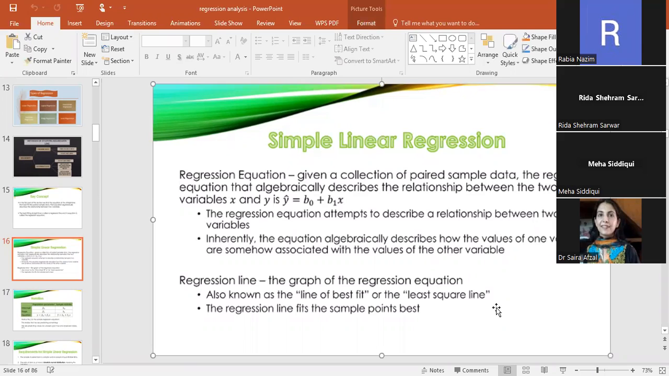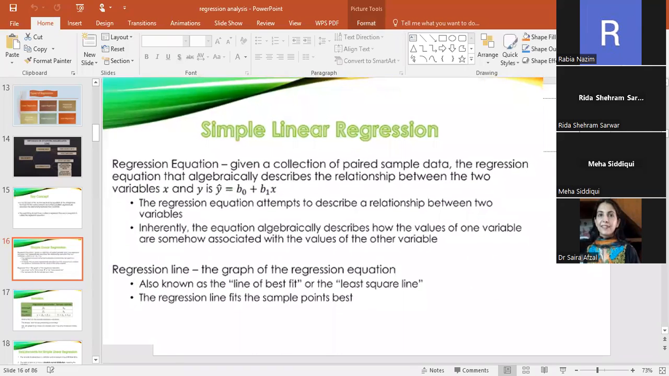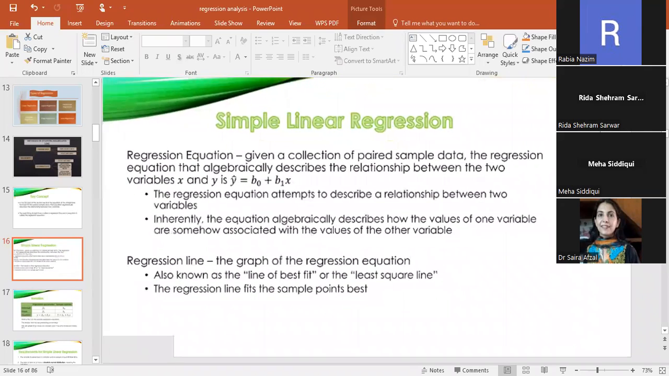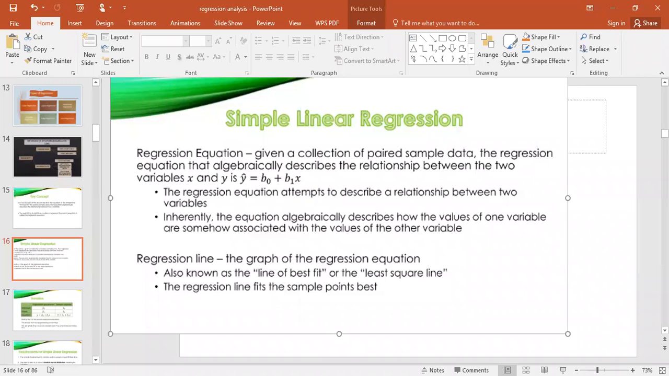Given a collection of paired sample data, the regression equation that describes the relationship between the two variables x and y is y hat equals b naught plus b1 x. The regression equation attempts to describe a relationship between two variables. Inherently, the equation algebraically describes how the values of one variable are somehow associated with values of the other variable.